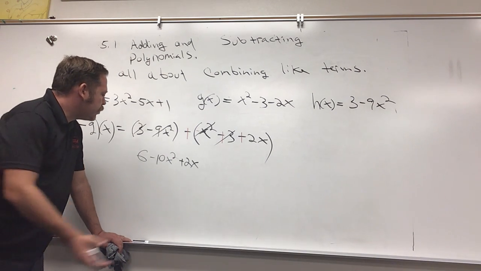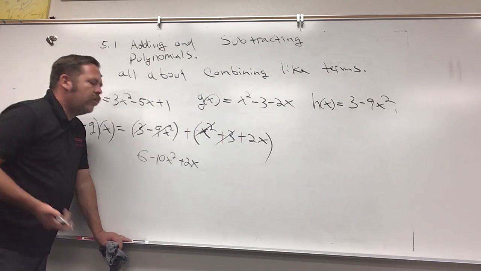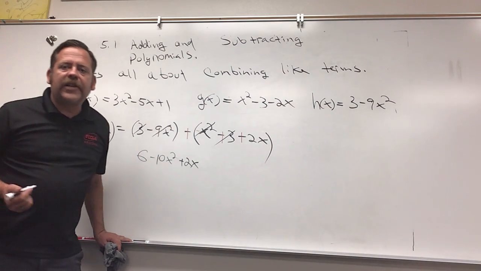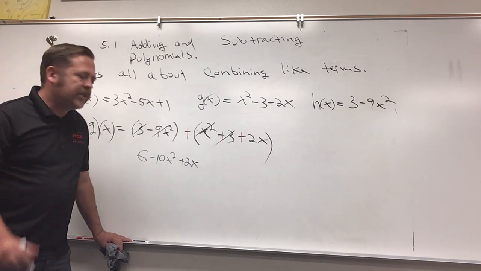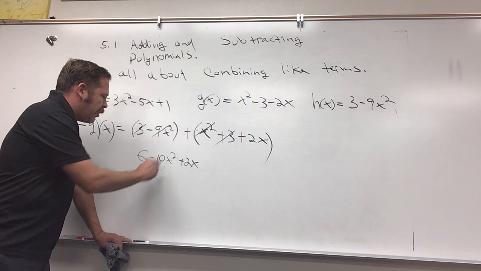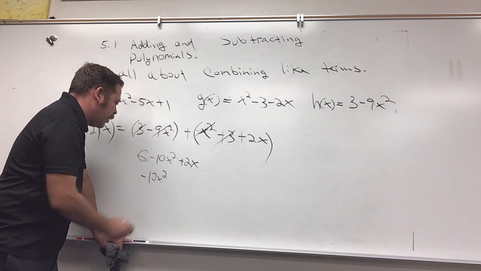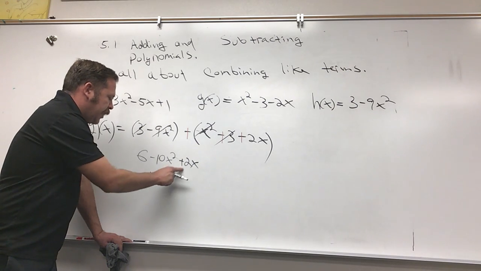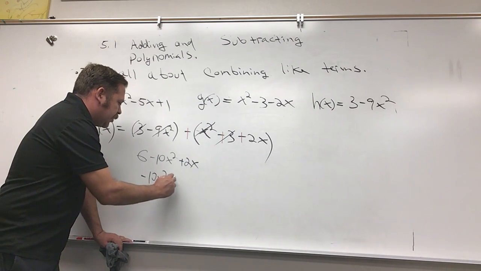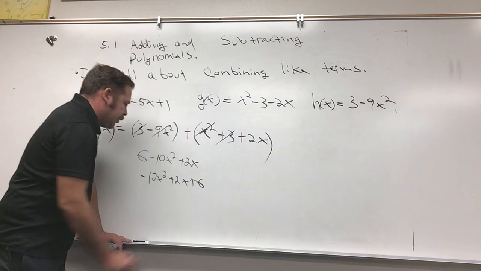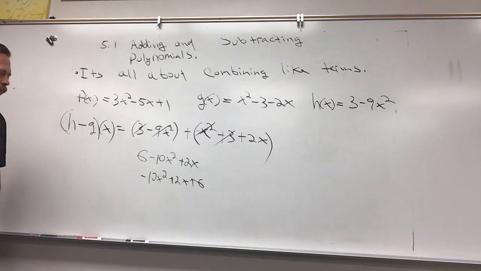All right, now, this is a fine answer, but on your Math Excel homework, you may be asked to put it in descending order. So let's put it in descending order. The largest exponent is 2, so we'll go negative 10x squared, keeping the sign of it, and then plus 2x and plus 6, and that would be our answer there.